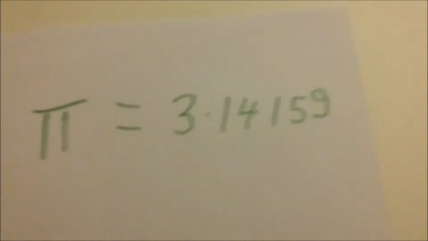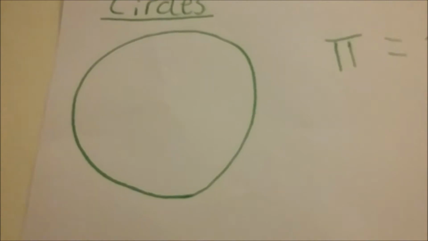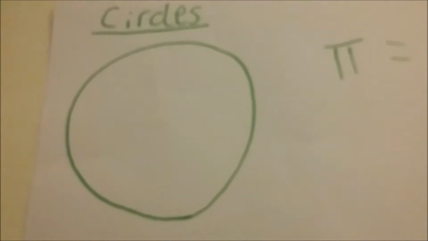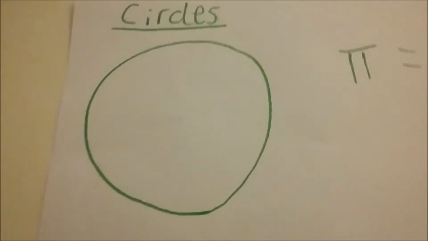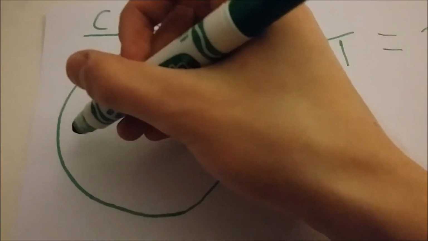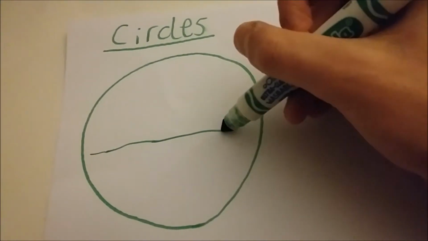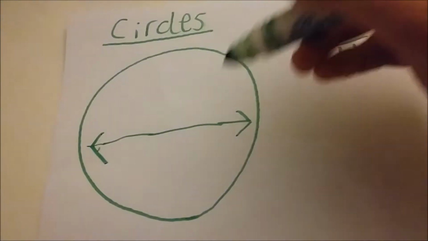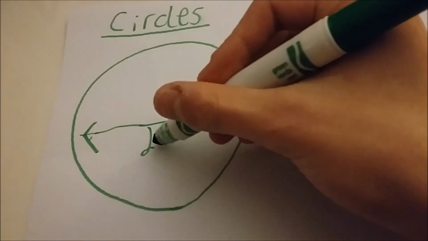This number never ends. First of all, we're going to need to know what pi actually is. And to do that, we're going to need to know some parts of a circle. So as you can see, we have a circle already drawn here. If you imagine in this circle a line going from one side all the way over to the other side like this, that is called the diameter, and we represent it with the letter D.